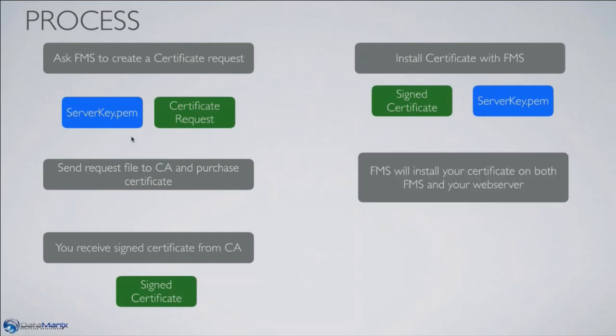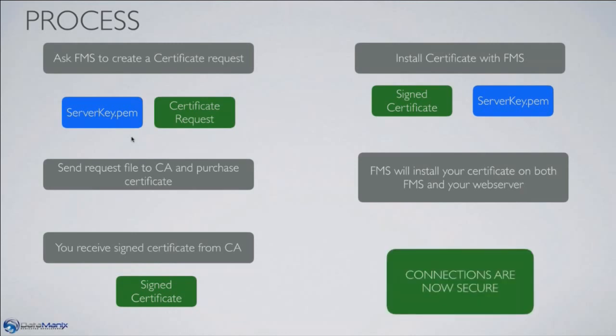And then FileMaker Server will install your certificates on both the FileMaker Server database engine and the web server as well. At least that is the case when you are running a one-machine deployment, which is what we are talking about here. If you're running a two-machine deployment, you are probably so advanced that you know how to install on the web server machine. And then the connections are secure when the certificates are installed. So this is the process that we need to run through in order to install the SSL certificate on FileMaker Server.